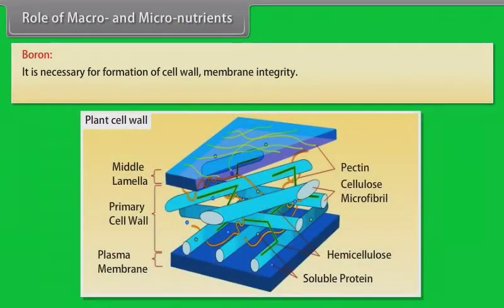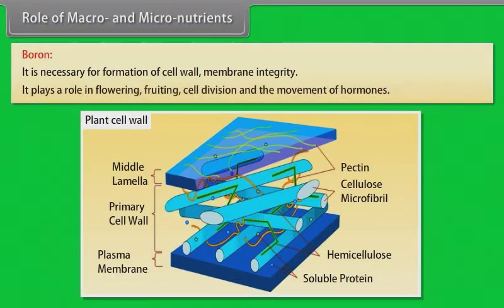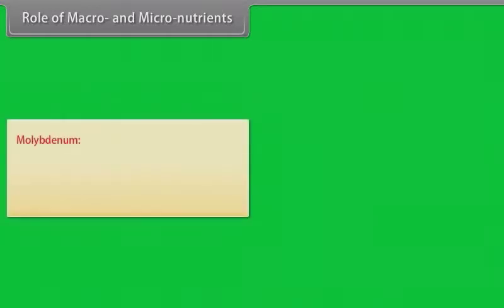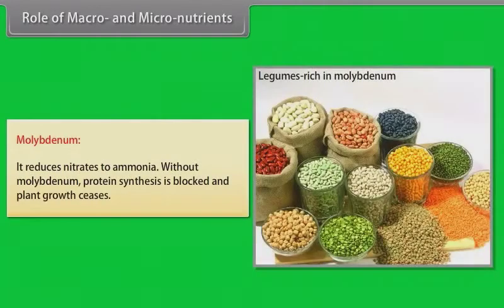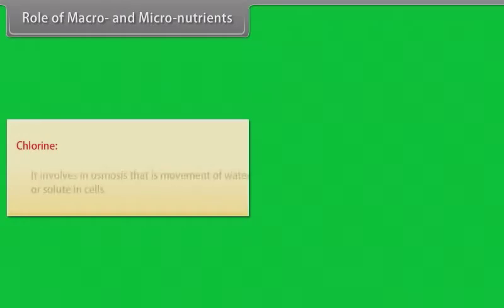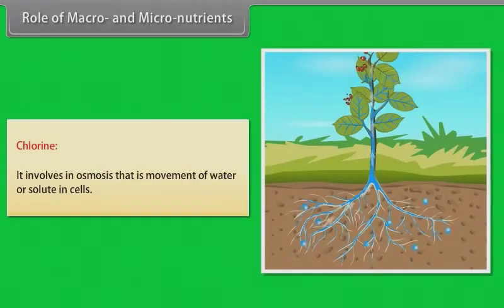Boron. It is necessary for formation of cell wall and membrane integrity. It plays a role in flowering, fruiting, cell division and the movement of hormones. Molybdenum. It reduces nitrates to ammonia. Without molybdenum, protein synthesis is blocked and plant growth ceases. Chlorine. It is involved in osmosis, that is, movement of water or solutes in cells.